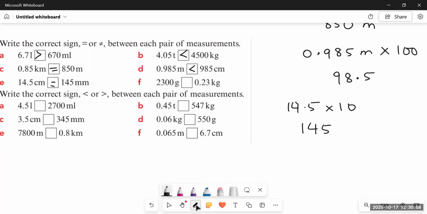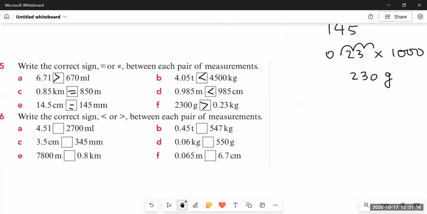And then 2300 grams and 0.23 kilograms. 0.23 times 1000 equals 230 grams. So 230 grams is less than 2300 grams.